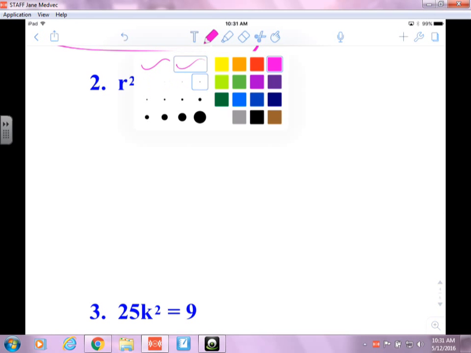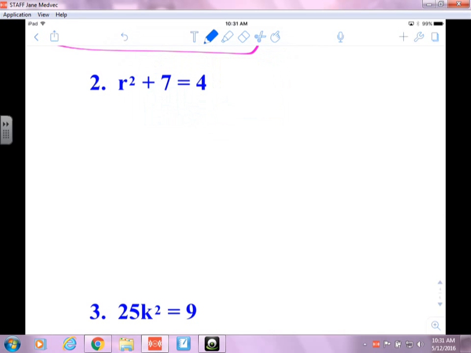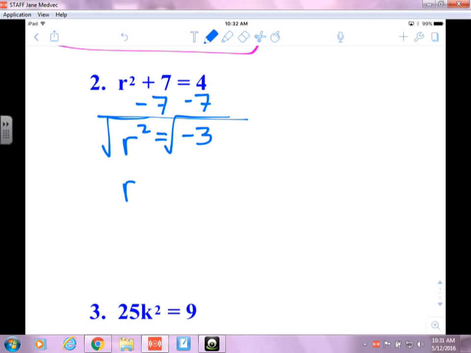We're going to have some different cases now. What do I do on this one? I'm going to subtract 7 from both sides. R squared equals negative 3. Now what do I do? I'm going to square root both sides. R gives me, use your calculator, Alex. What does it give you? It says what on our calculator? Error. Should I write error on this? No. Okay? No, we don't write error.